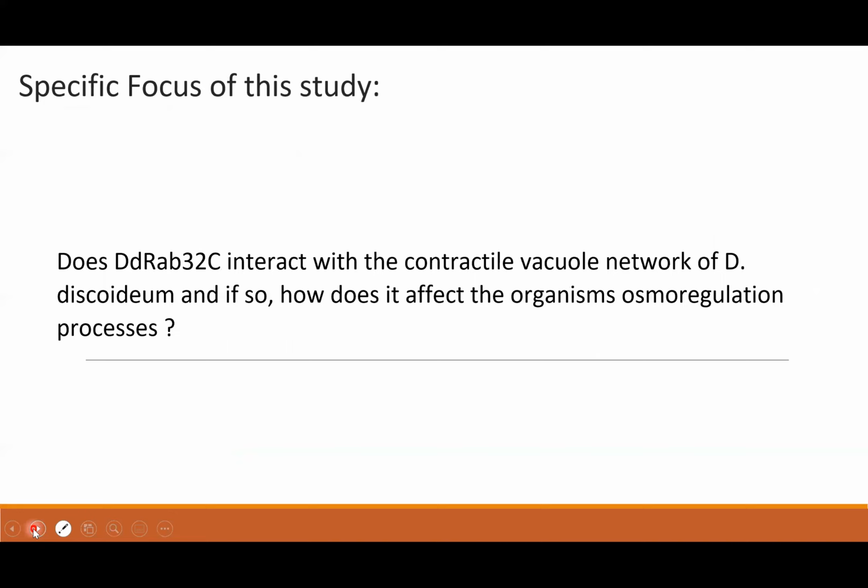So what is the focus of this? Well, the overall focus of my graduate coursework is to characterize the protein Rab32C within Dictyostelium discoideum. For this presentation specifically, I'm going to focus on the work that I've done involving the contractile vacuole network within Dictyostelium. So I want to know, does Rab32C interact with the contractile vacuole network of Dictyostelium discoideum? And if it does, how does it affect the organism's osmoregulation processes? So how does it inhibit or impair or excel osmoregulation within this protozoan?